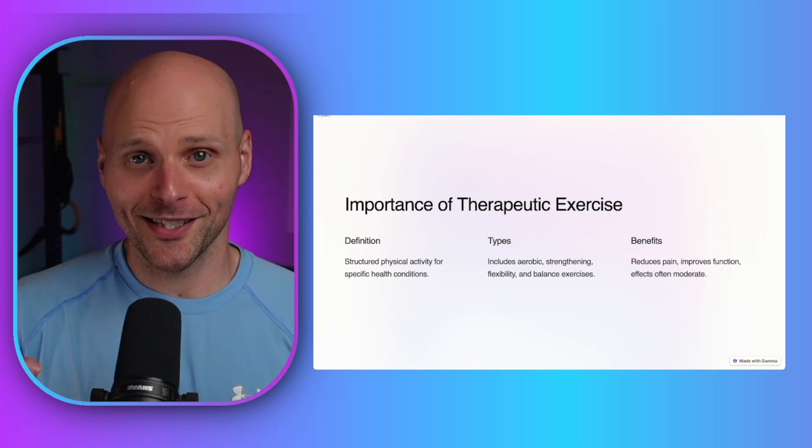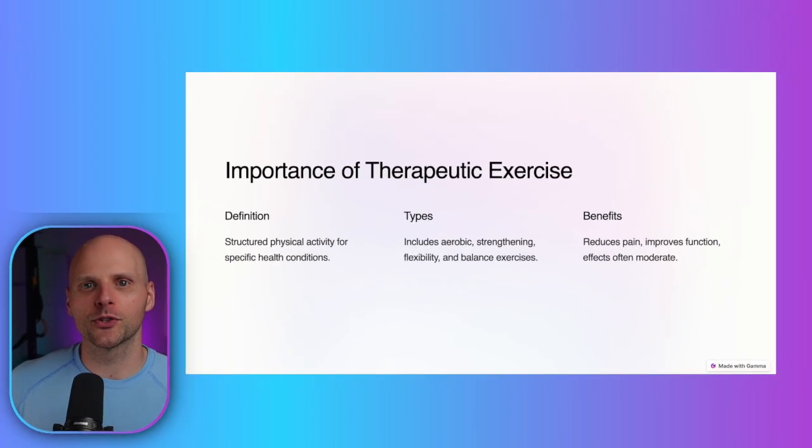First of all, what is therapeutic exercise? Therapeutic exercise refers to a structured physical activity aimed at improving or maintaining a specific health condition like OA. So therapeutic exercise is essentially exercise as medicine. We are specifically targeting it. It includes things like aerobic exercises, strengthening, flexibility, and balance exercises.